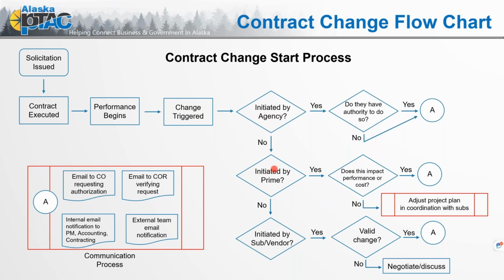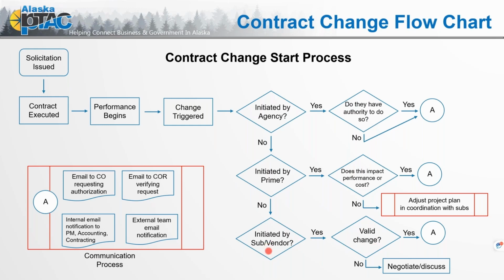Well, hop down here. Was it initiated by the prime? So this is your contract and you notice an error, something's wrong, some issue. So yes, it was initiated by the prime. Does this impact the cost or the performance? Well, yes, it does. So again, we're going to come back to A, and we'll deal with that in a second. No, it wasn't initiated by the prime. Was it initiated by a sub or a vendor? Well, yes, it was. Is it a valid change?